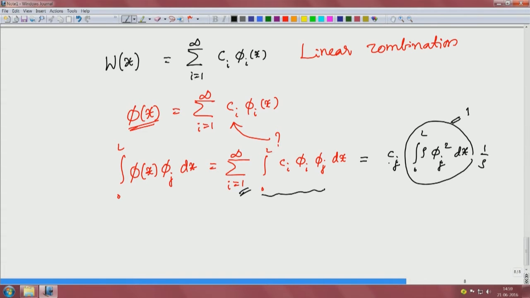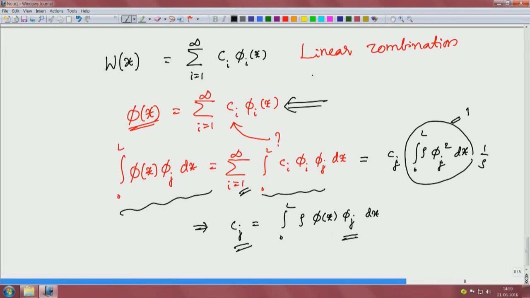So I get C j equal to the integral 0 to L of rho phi of x times phi j dx. So if I know the eigenfunction phi j, I can get the corresponding coefficient C j that is going to be in this linear combination.